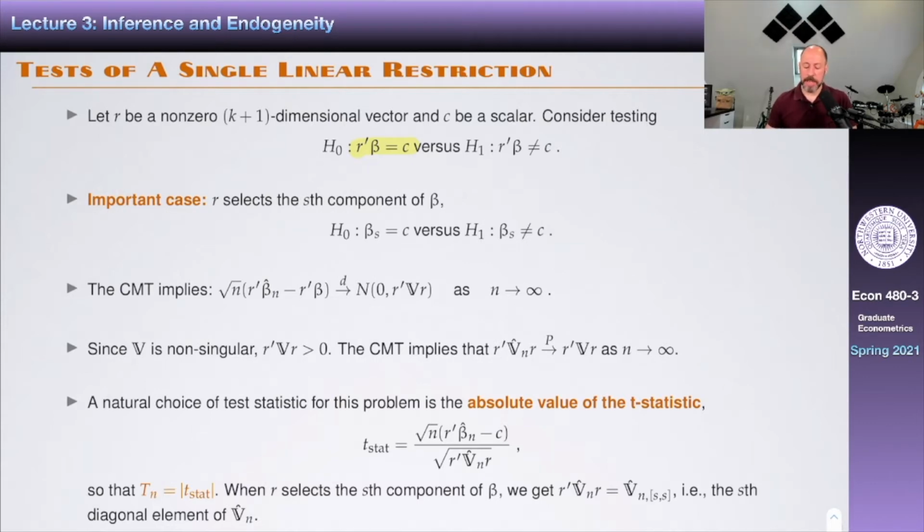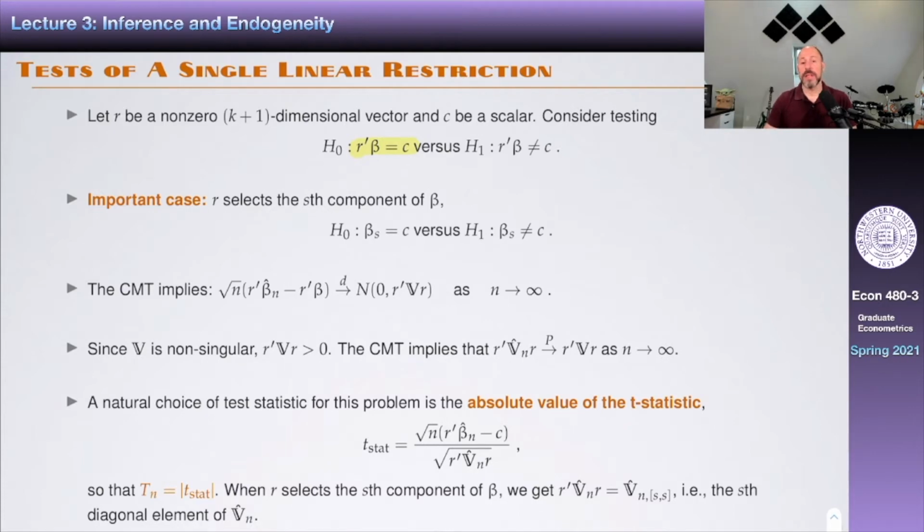An important case, probably the most important case, or at least the most popular one, is when R selects the S component of beta, one arbitrary component. In that case, this same null reads as beta S is equal to C. So you just have a vector of dimension k plus 1, you care about the first parameter, say beta 1, and you take a hypothesis about that beta 1.